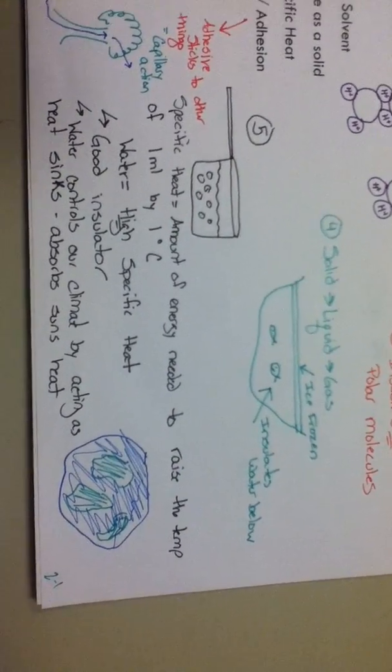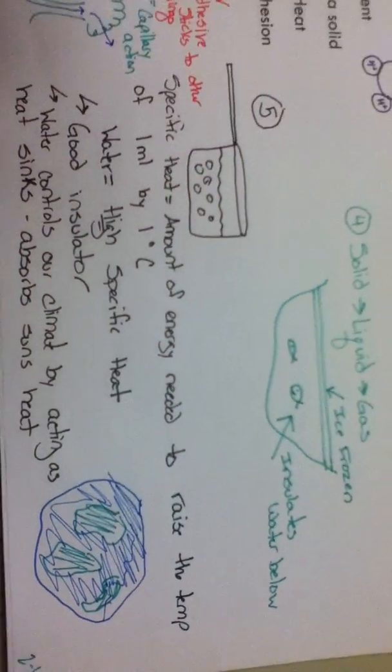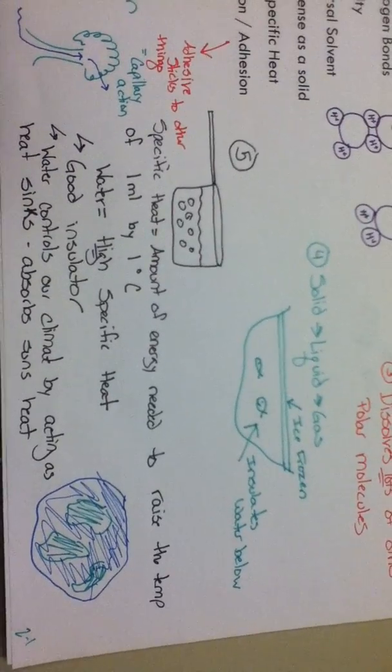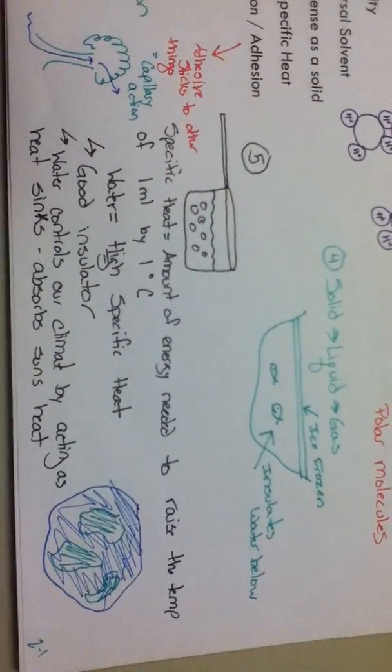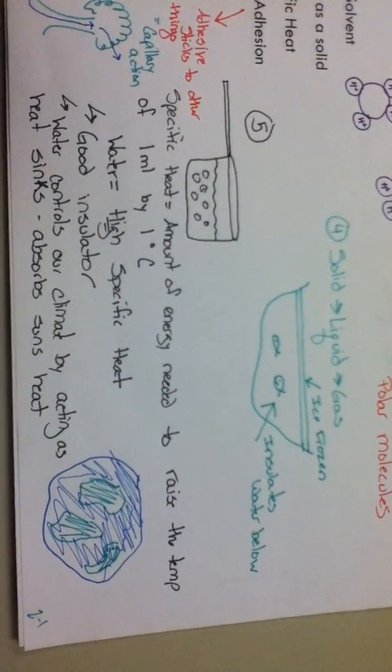The other thing is, because most of our planet is made up of water, the oceans and the big lakes, they control our climate. They act as heat sinks, absorbing a lot of the sun's heat and energy.